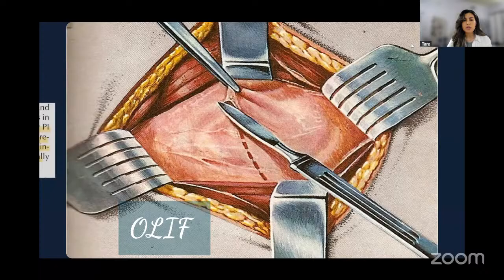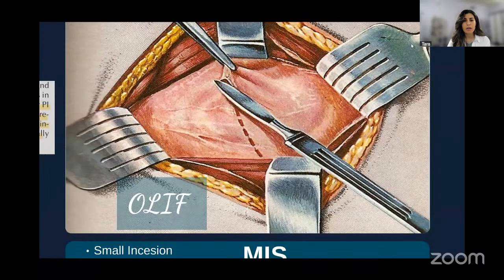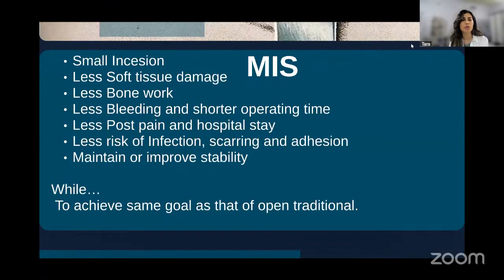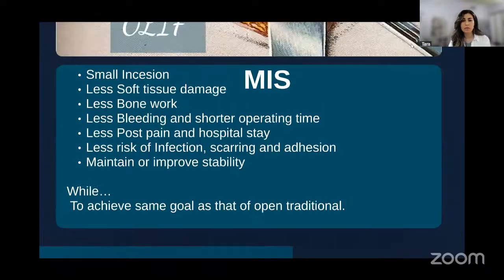So if I go to OLIF, before that, I want to mention what MIS is. MIS is not only about having a small skin incision; it is about less soft tissue damage, less bony work, less bleeding, a shorter operative time, less post-operative pain, a shorter hospital stay, less risk of infection, scarring and adhesion, and maintaining or improving the stability of the spine, all while achieving the same goal that was previously achieved by the open classical traditional surgeries.